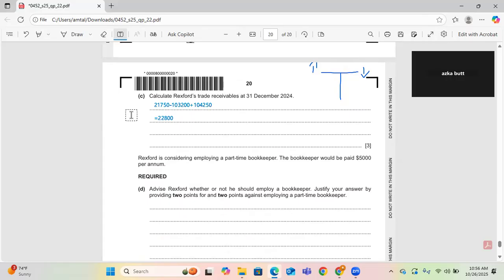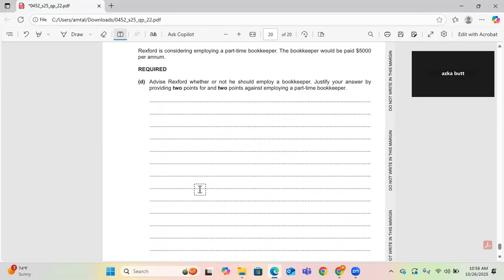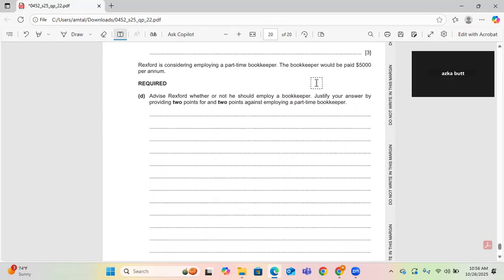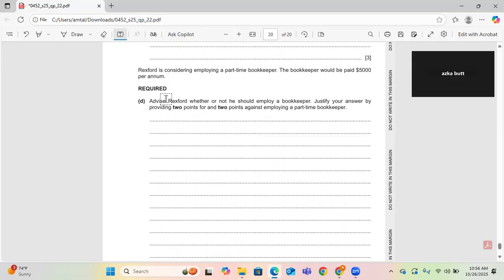Next part. D part. So let's see the D part now. Let's discuss this. Advise Rexford whether or not he should employ a bookkeeper. Justify your answer by providing 2 points for and 2 points against employing a part-time bookkeeper. And this information is related to that.